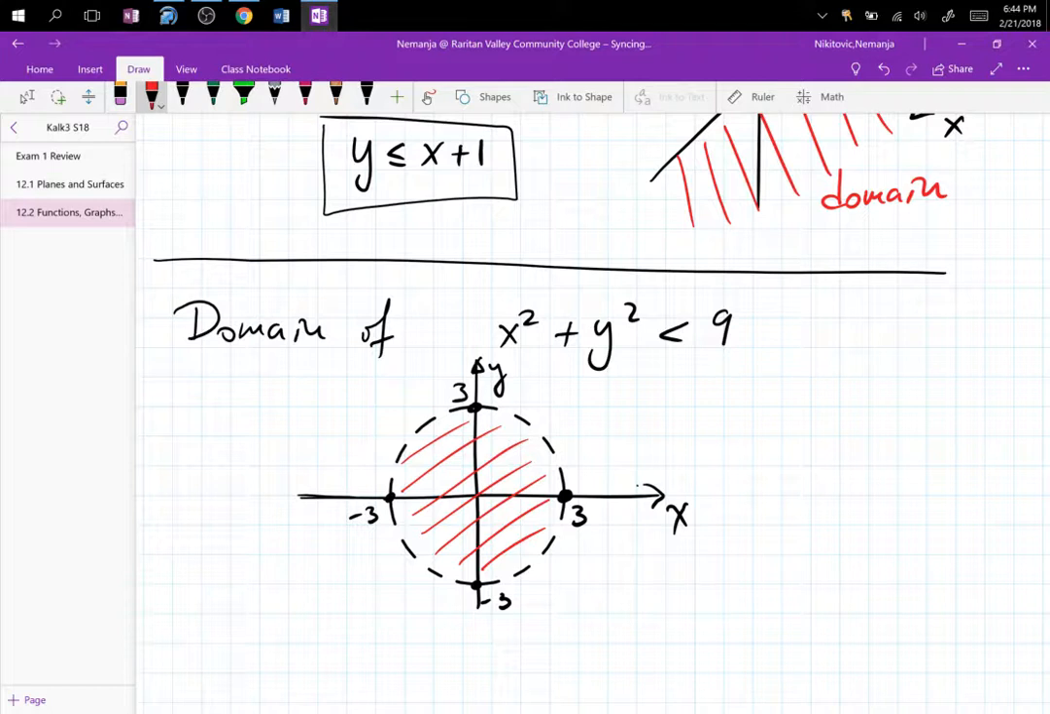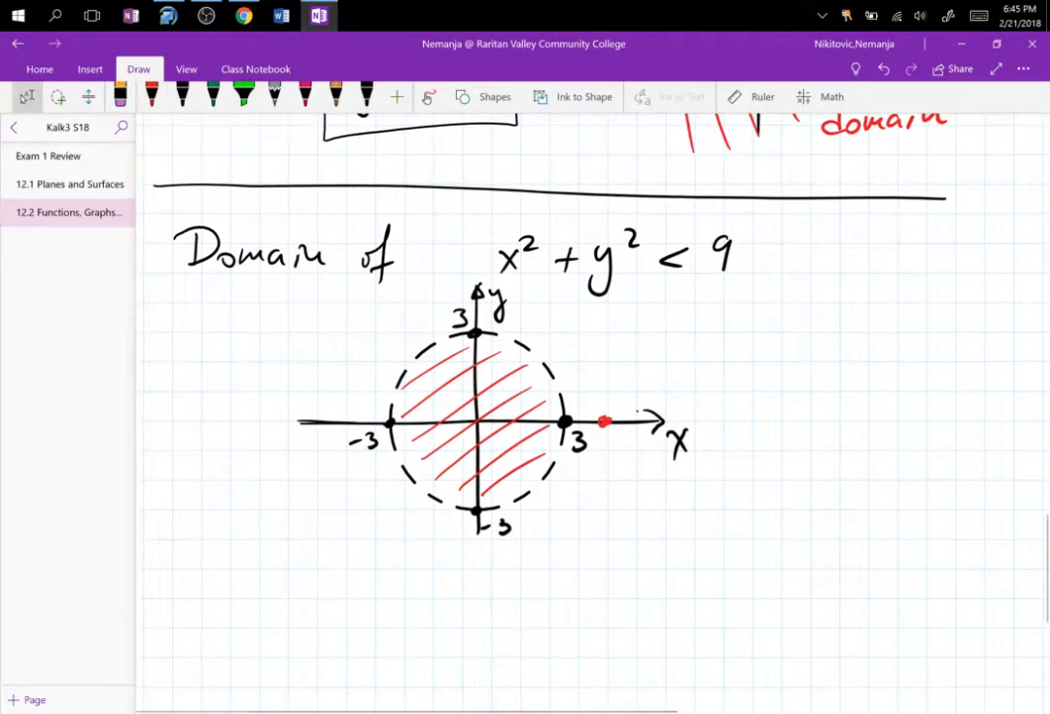Pick any point inside, like 0, 0. 0 is less than 9. We're cool. Pick any point outside. You can pick 3, 3 if you want to. You can pick 4, 0. Whatever you pick of those points, it will clearly not give you a good result. If you pick 4, 0, you get 16 less than 9. Yeah, really? Right? So those are some things that we have to consider. Apparently you can't do that. Okay. Good. So I hope you understand domain.